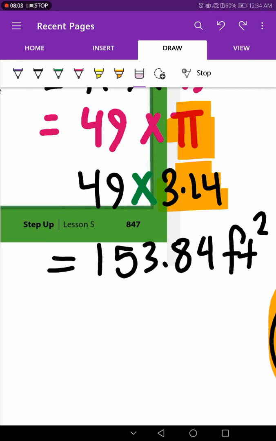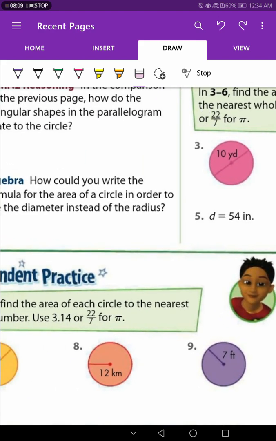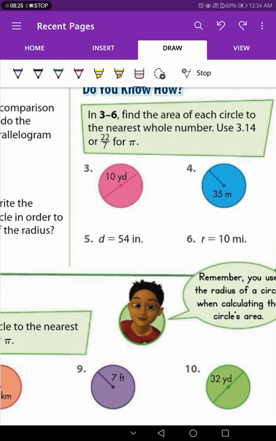Okay, my dear students. Let us go to the examples to solve many. Here, the first step to find the circumference, you need the diameter. But if they ask you to find the area, you need the radius. Now in this example, in 3 to 6, find the area for each circle to the nearest whole number, use 3.14 or 22/7. Teacher, when do we use this and when do we use this? It is to make the multiplication easy for you. Sometimes you can simplify and sometimes not.